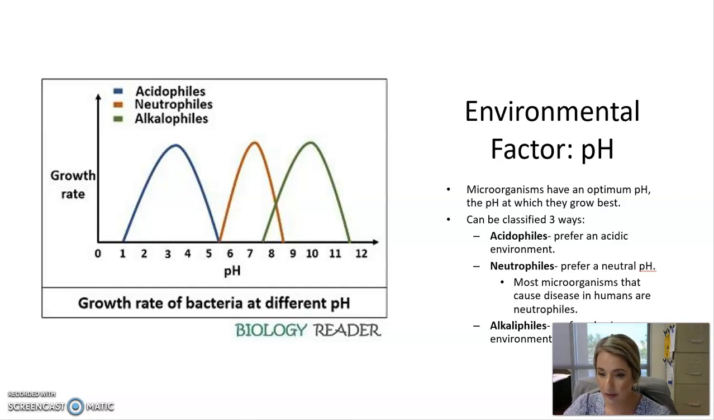And then alkaphiles actually prefer to live in an environment that has a more basic pH, so higher on that pH scale. So definitely you don't have to know specific pH ranges because they tend to fluctuate, but you should know in general if a microorganism prefers an acidic environment, we would classify them as acidophiles. If they prefer a neutral environment, we would classify them as neutrophiles. If they prefer a more basic environment, higher on the pH scale, then we would classify those ones as alkaphiles.